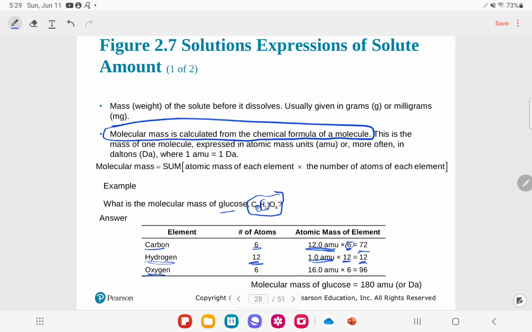And so oxygen, right? How many oxygens are in there? It's going to be 6. So there's going to be 6 oxygens. How much does oxygen weigh? It weighs 16 atomic mass units. So we take 6 times 16 atomic mass units, and we get 96. And we get the molecular mass of this molecule being 180 atomic mass units, right? Or the molecular mass of glucose would be 180 atomic mass units, okay?